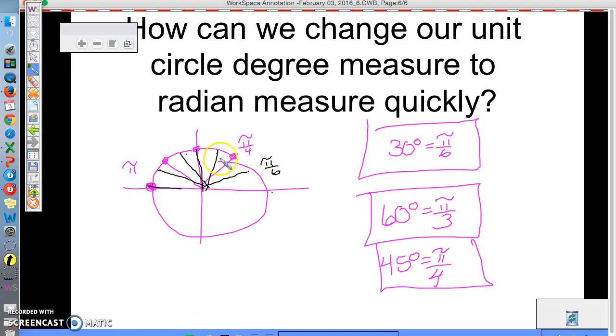And then 60 degrees, 60, 120, that'd be up here, sorry, 120, 180. But there would be 3, so 60 is pi over 3. And we'll go over this again in a little bit.